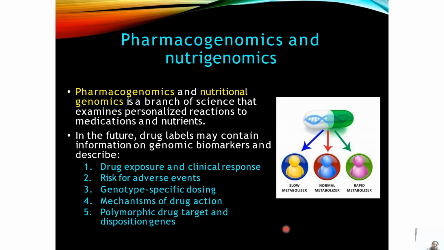Now, what will be pharmacogenomics and nutrigenomics? Basically, it's a branch of science that will examine personalized reactions to medications and nutrients. So, in the future, drug labels may contain information on genomic biomarkers and describe drug exposure and clinical response, risk for adverse events, genotype-specific dosing, and all of that.